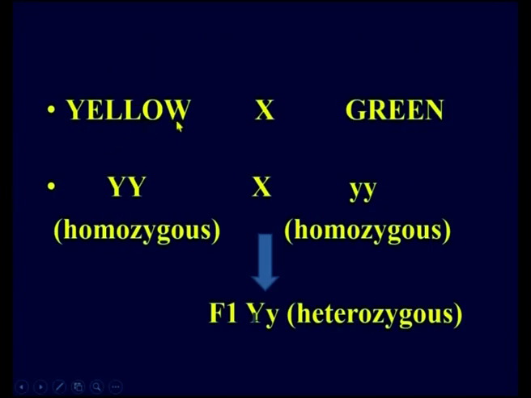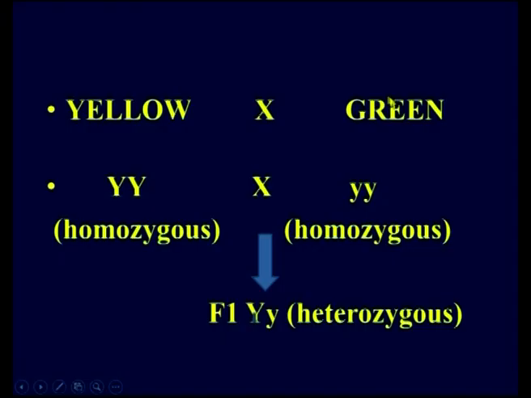Here we are trying to show once again the same thing, but this time it is yellow with green. So this has two same alleles, yellow, and here we have green. We have already studied the meaning of the term alleles. So these two alleles are the same, so this is homozygous, and this is also homozygous.